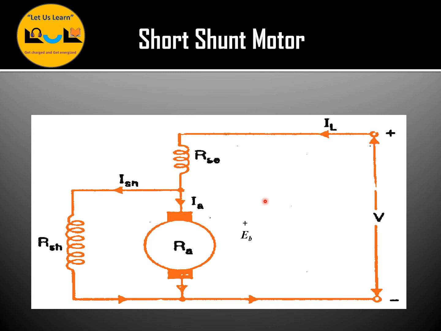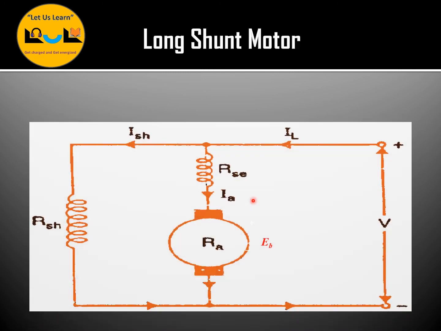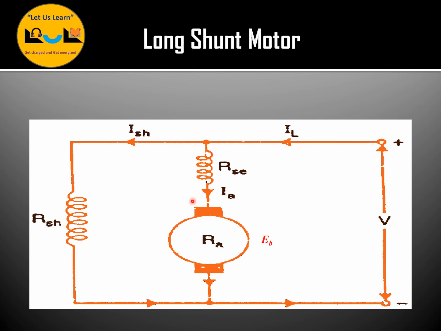Next we are going to discuss the long shunt motor. In the long shunt motor, the armature and the series field winding are both connected in series, and the shunt field winding is connected across both the series winding and the armature winding. So it is named a long shunt motor.